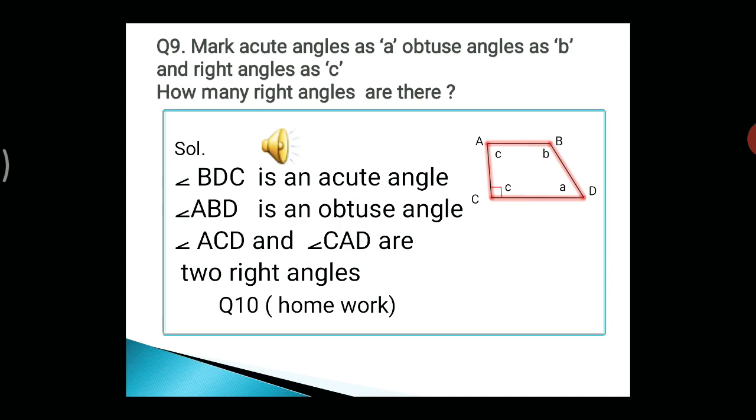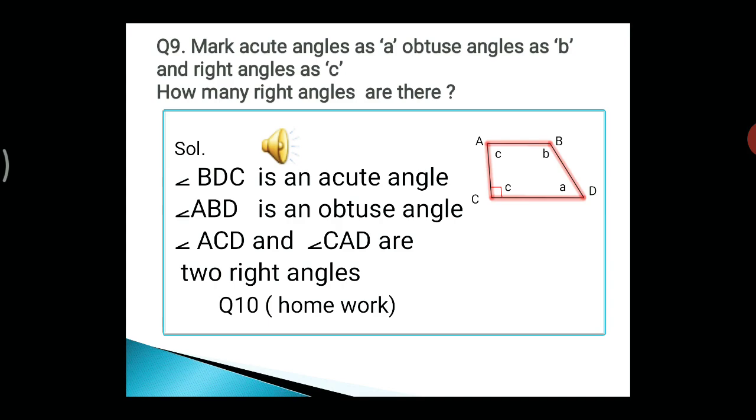Question 9. We have a figure ABDC. We have to mark acute angles as a, obtuse angles as b and right angles as c. And we have to find out how many right angles are there. Dear students, you can take the help of a protractor or you can just visualize the figure. So let's solve this. Dear students, you should remember what an acute angle is. An acute angle is an angle whose measure is greater than 0 but less than 90. So looking at the figure, we can say BDC is an acute angle because its measure is greater than 0 but less than 90. So we can mark it as small a.